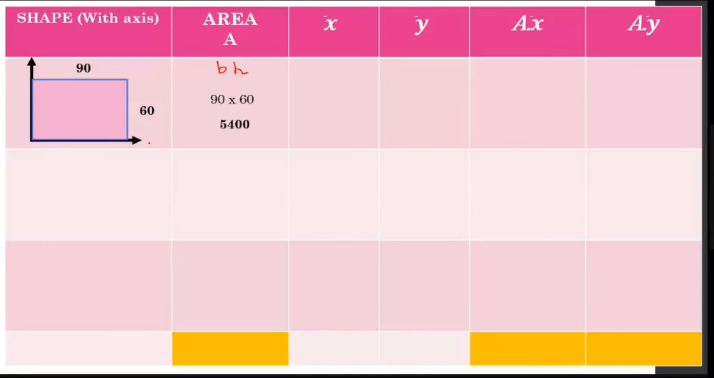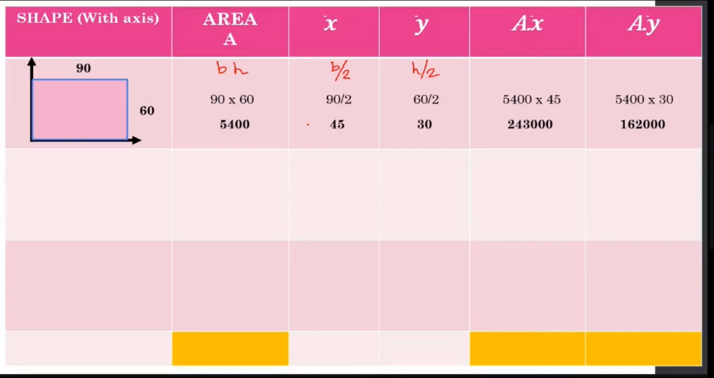Next, x bar is nothing but b by 2, which is 90 by 2, 45. Next, y bar is nothing but h by 2. So 60 by 2, which is 30. Now I can multiply these two. So 5,400 into 45, you'll get the value. Similarly, 5,400 into 30, you'll get the value. So this is my first step.